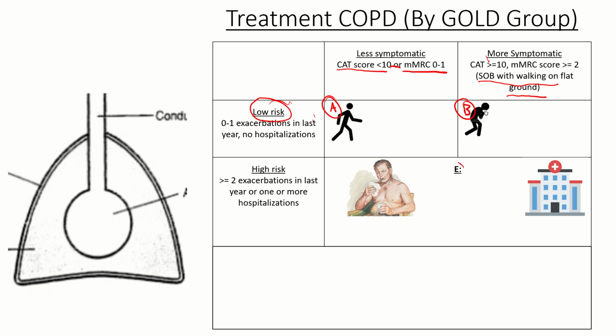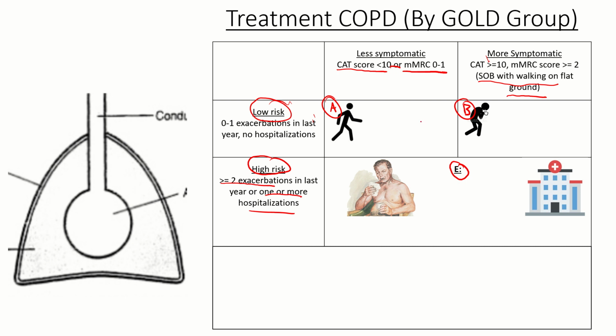Lastly, C and D are now combined into group A. So anyone that has greater than or equal to 2 exacerbations last year or 1 or more hospitalizations is now in group A. They're high risk, they're symptomatic, they can have an exacerbation. It's easy for me as a hospitalist. Everyone that comes to the hospital with an exacerbation is immediately high risk because they've now been hospitalized. I put them in group A.